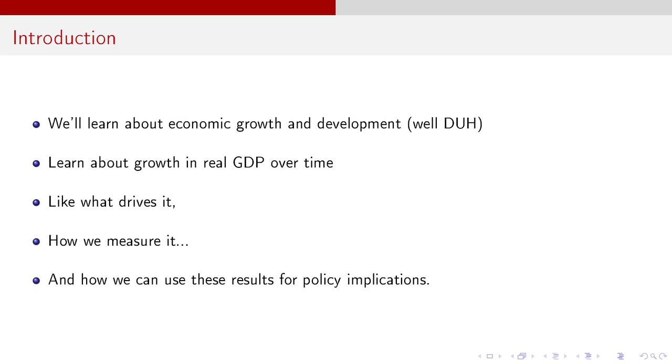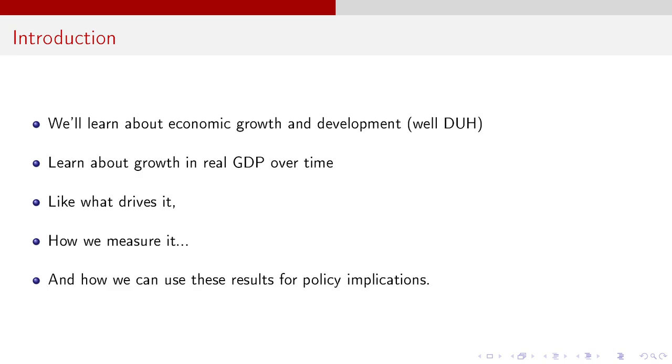So what are we going to be learning about? Well, we're going to learn about growth and development, which is kind of a big duh, because the title of the chapter is Economic Growth and Development. So we're going to be learning about things like the growth in real per capita GDP over time, what drives it, how we can measure it, how we can model these things, and then how we can use the results of those models for policy implications. Like, how can we spur innovation and growth, not just in the United States, but in other countries as well?